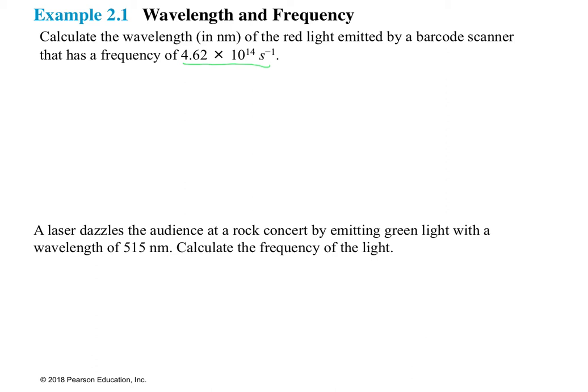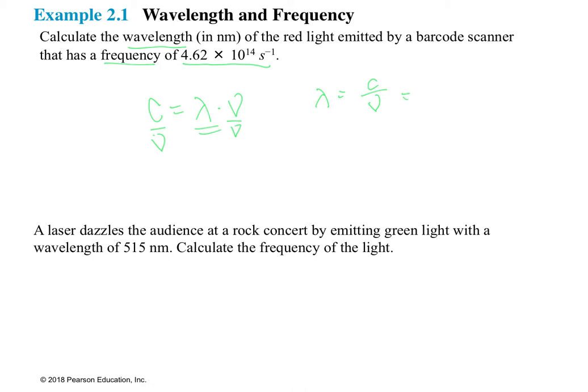Okay, so we want to find the go-between for wavelength and frequency. So we're going to use the speed of light equation. The speed of light equals wavelength times the frequency, and we are trying to find the wavelength. So we're going to solve for that by dividing by the frequency on both sides, and we get the wavelength equals the speed of light over the frequency.